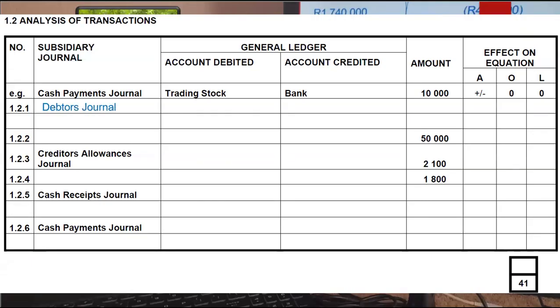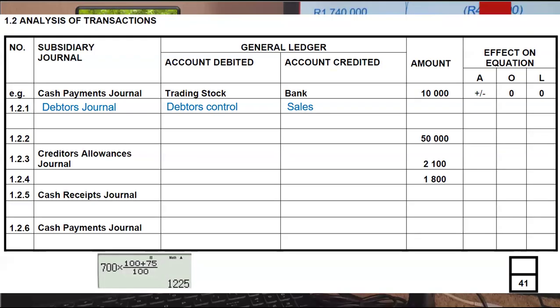We sold goods on credit, so we debit debtors control, we credit sales. Debtors control is an asset. It increases on the debit side whenever we sell goods on credit. It represents people that owe us because they bought goods from us on credit. We credit sales because it's income. Income increases on the credit side. These two accounts must be recorded at selling price. However, we were given the cost price.